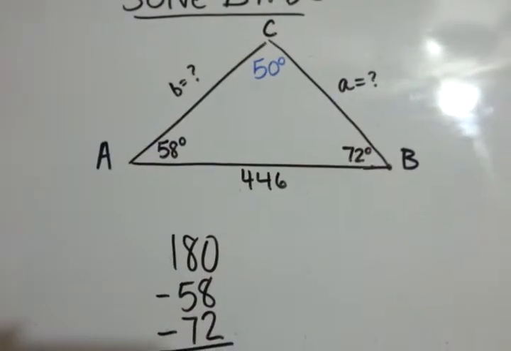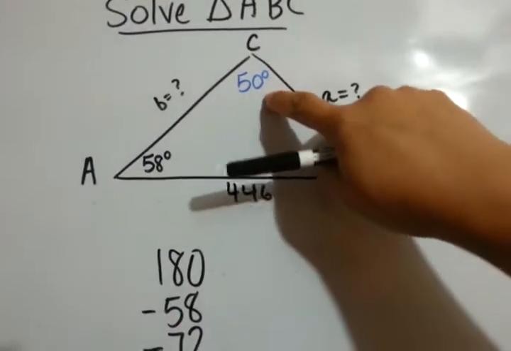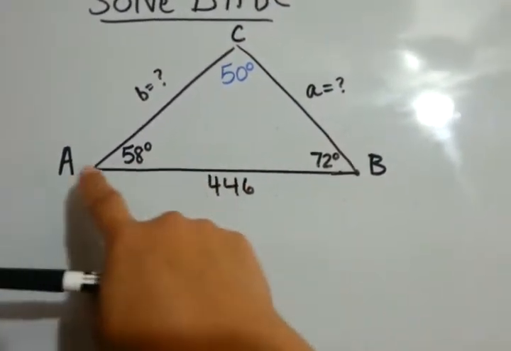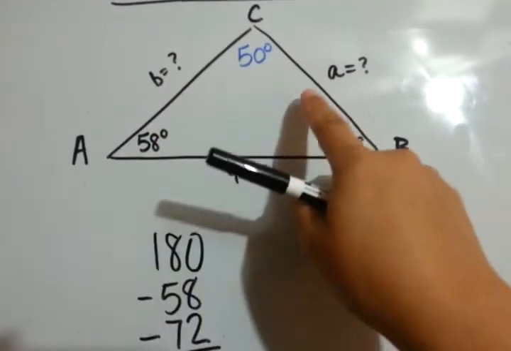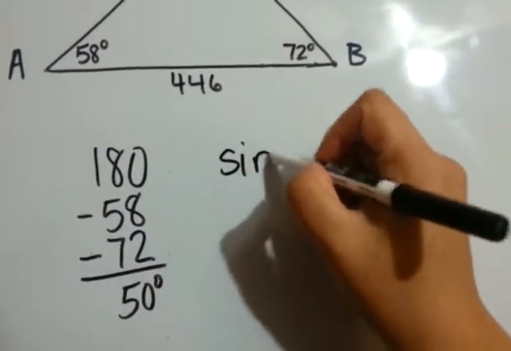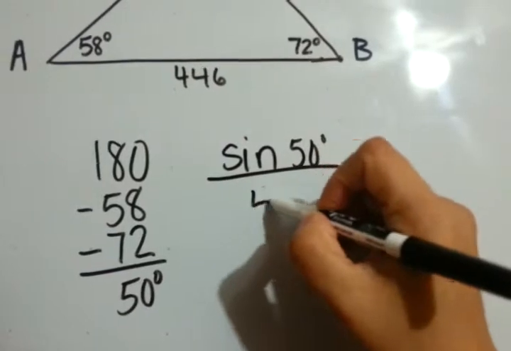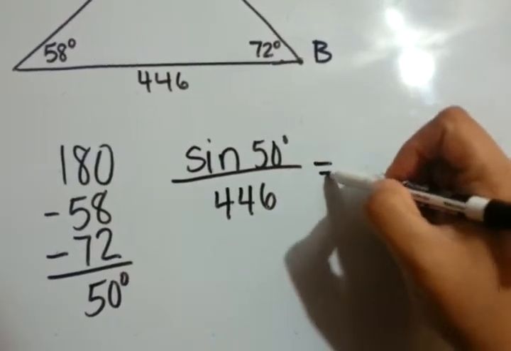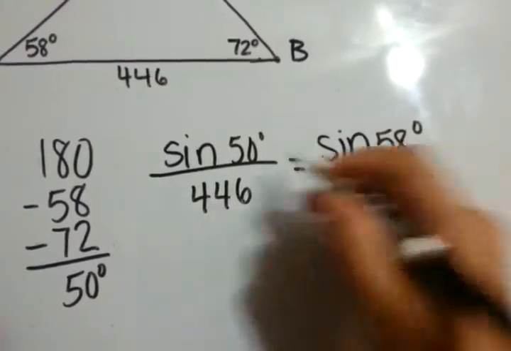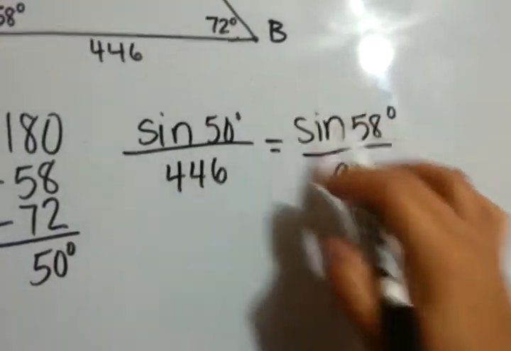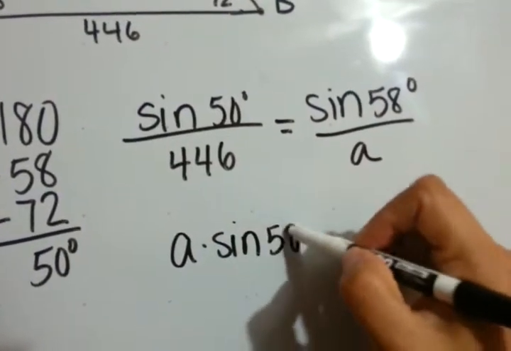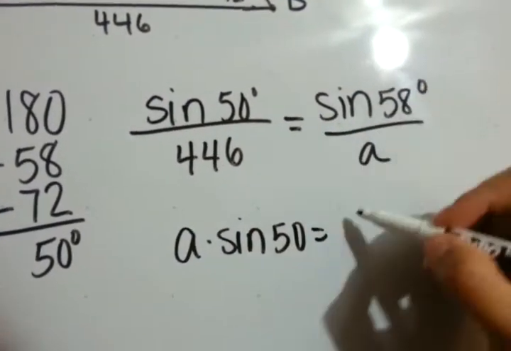Now we're going to consider what information we have. We know this angle and we know this side, so we have to use this pair of information, and we're going to use that to find side A. Now remember, side A corresponds to angle 58. So you build your proportions and you would say the sine of 50 degrees over 446 equals the sine of 58 over side A. And now you have two proportions. We want to solve for A, so we're going to cross multiply. A times the sine of 50 equals 446 times the sine of 58.